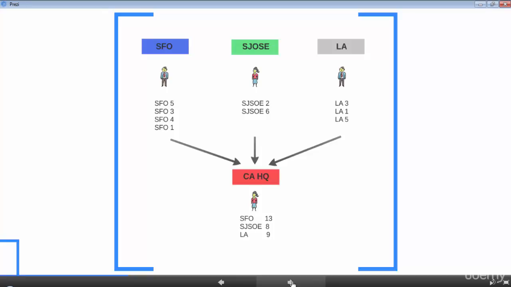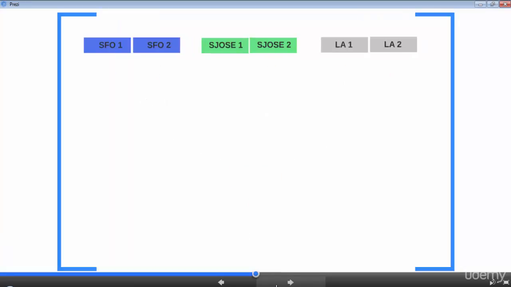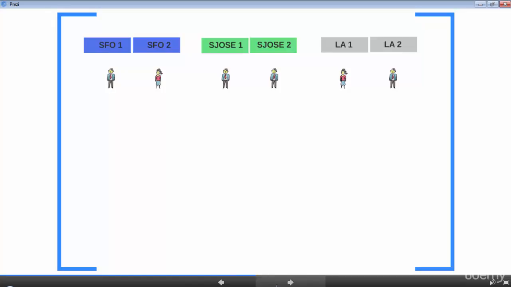Next year around, you're asked to do the same job. You have all the resources you want, but this time you have 2 months to finish the task. What would you do? Remember, you have all the resources you want, so you would simply double the number of people to perform the task. You will divide SFO into 2 divisions and add 1 person to each division. And you will do the same thing for San Jose and the same for LA.